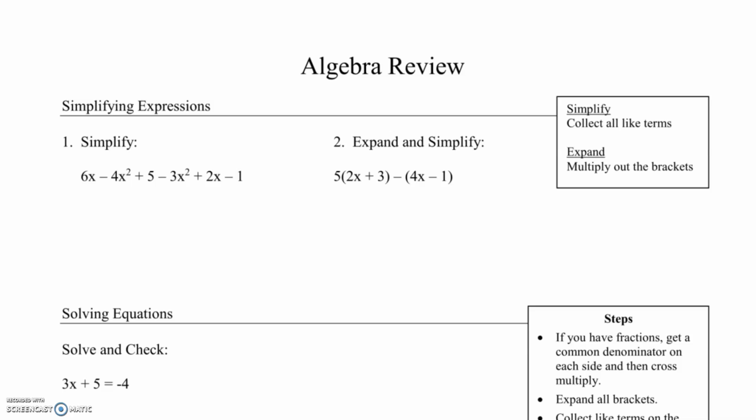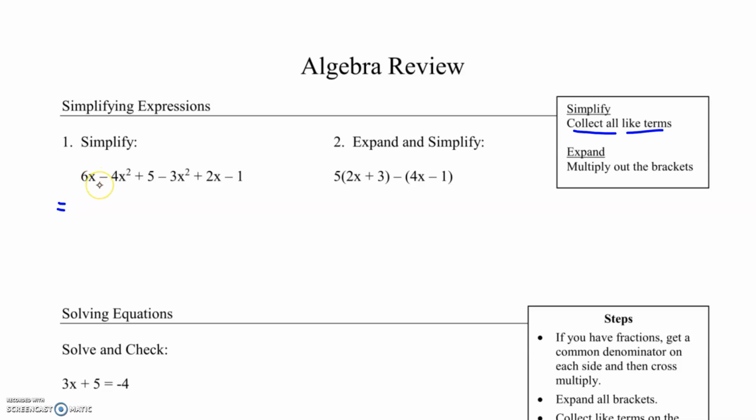This lesson is algebra review. We're going to start by simplifying expressions, and the first question says simplify. The reminder for simplify means collect all like terms, and remember, a like term is a term with the same letter or same variable and same exponent.